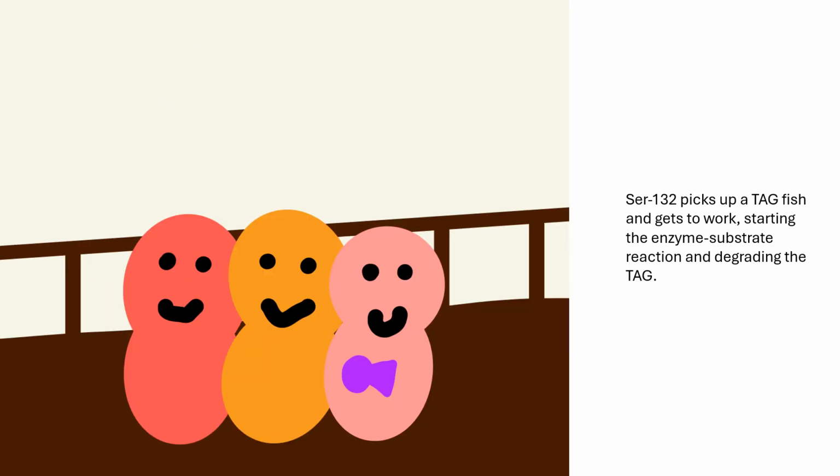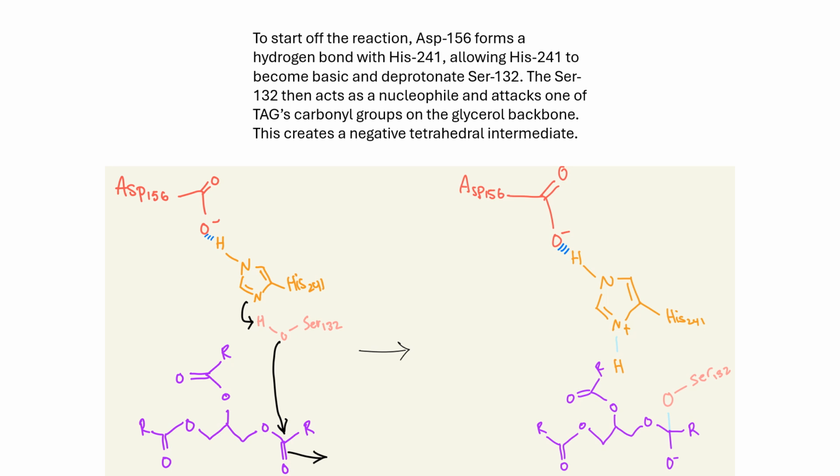Serine picks up a TAG fish and gets to work, starting the enzyme-substrate reaction and degrading the TAG. To start off the reaction, aspartate forms a hydrogen bond with histidine, allowing histidine to become basic and deprotonate serine. The serine then acts as a nucleophile and attacks one of TAG's carbonyl groups on the glycerol backbone. This creates a negative tetrahedral intermediate.